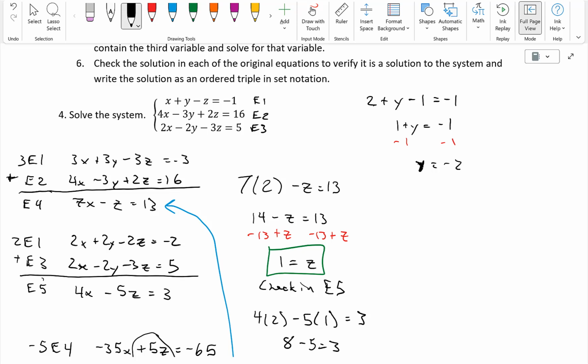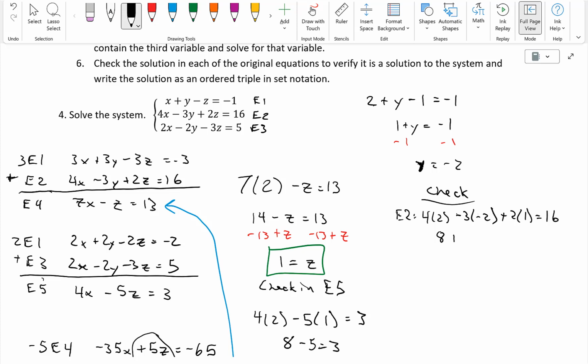We used the first equation to solve for it, so unless you made mistakes in your tiny calculations there, you don't really have to check it back in that one, but you can always do it quickly. 2 for x minus 2 for y makes 0, and if z is 1, we get negative 1 equals negative 1, so that works. But we definitely want to check it in the other 2 that we haven't used. So in E2, I've got a 4 times 2 minus a 3 times negative 2 for y, plus my 2 times 1 with z, equals 16, hopefully. So we get a 16.